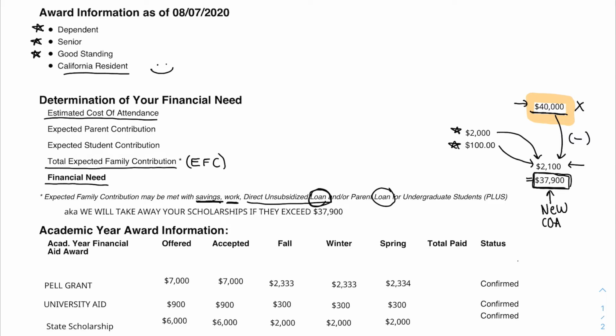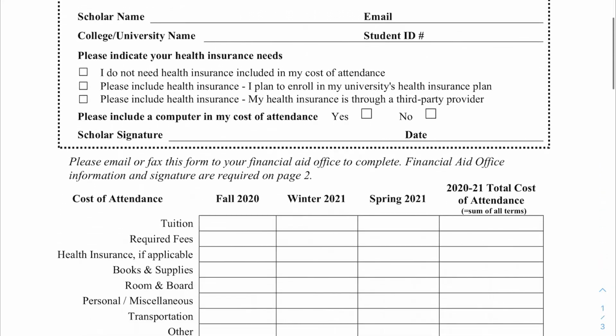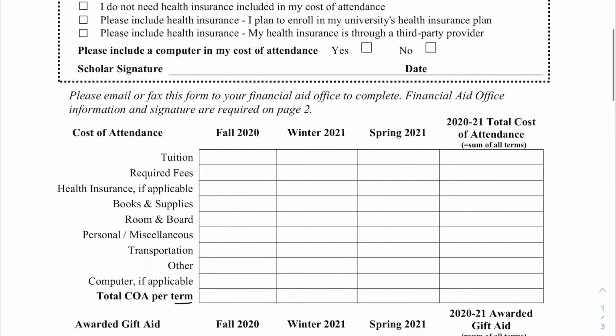So we're going to switch over frames to our cost of attendance worksheet. Here, we're going to look down to the total COA per term, and we're going to go all the way to the right, all the way to the bottom of this chart, and we're going to put $37,900. That's our total COA per term. That's the amount of money that we can get in scholarships and not get scholarship displacement.